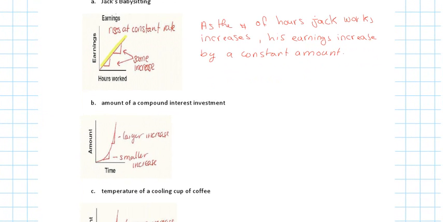Questions about this? The next one is the amount of a compound investment. So what we see here, we have time, and we have the amount of money that we have in the bank. What do you guys see there? As time increases, what's happening to the amount of money? It gets larger, so it's increasing, right? So as time goes by, the amount in the bank is increasing.